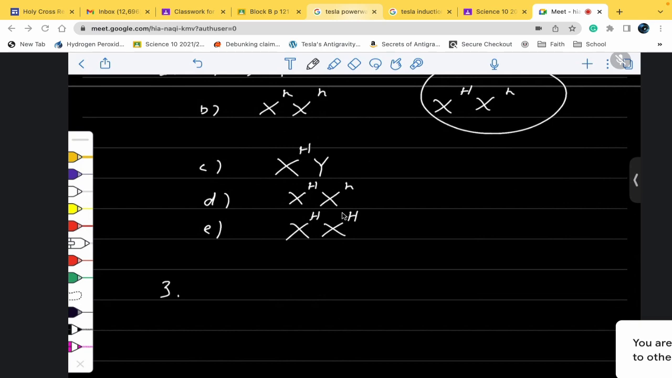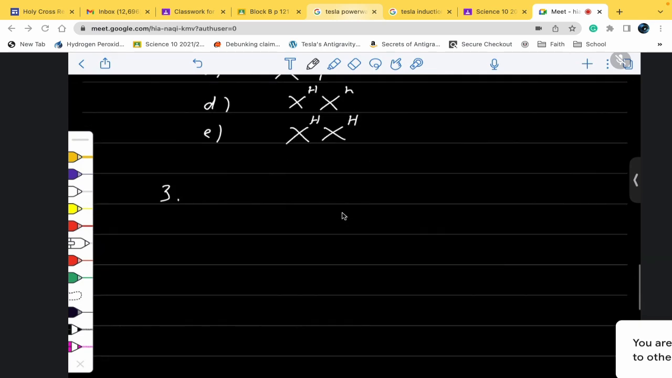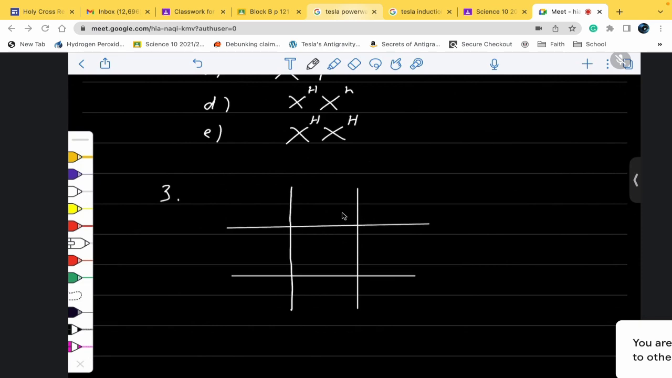A woman who's a carrier for hemophilia marries a man with normal blood clotting ability. What are the possible genotypes and phenotypes of the children? I'm going to use a Punnett square. Let's start with the woman. The woman is a carrier. First of all, she's XX. She's a carrier, so it's big H, little h. She only has one little h.